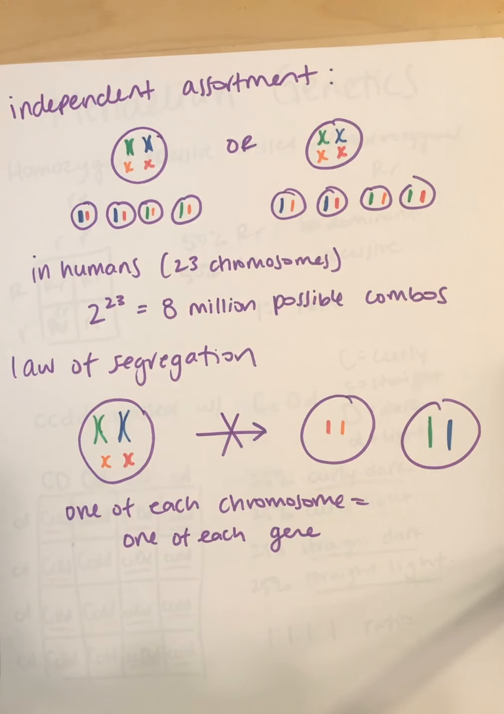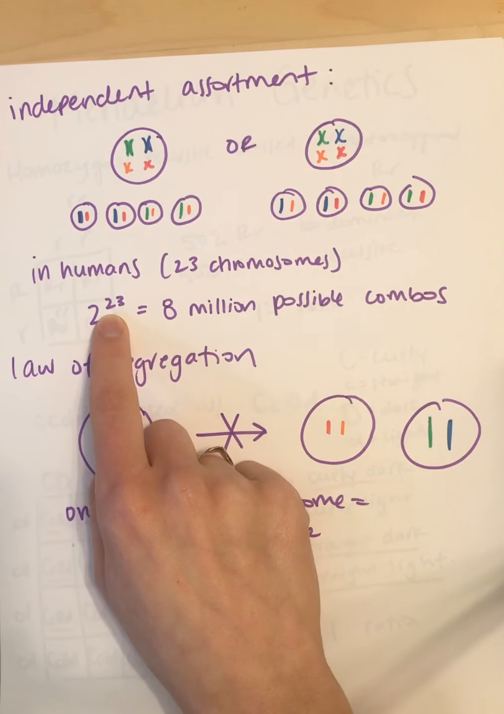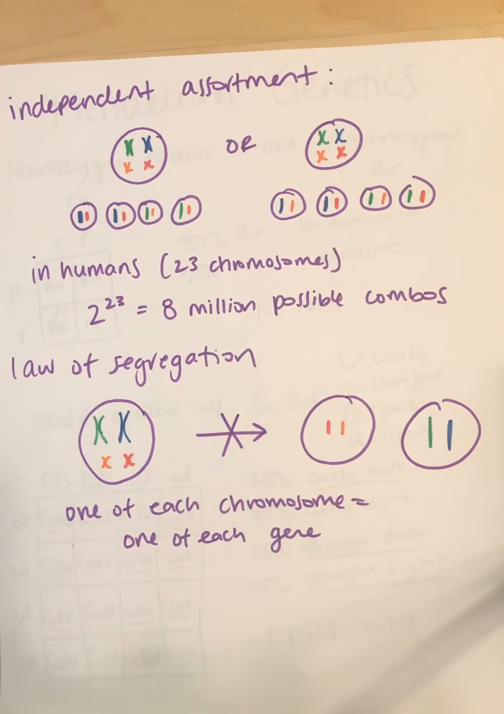So this is the idea of independent assortment. Our chromosomes sort independently of each other. In humans, we have 23 chromosomes. So what that means is there's 2 to the 23rd possibilities, or 8 million possibilities of combinations of our chromosomes. So again, that leads to genetic diversity.